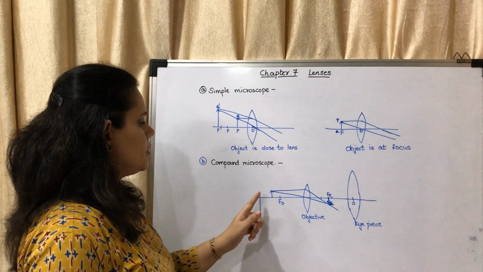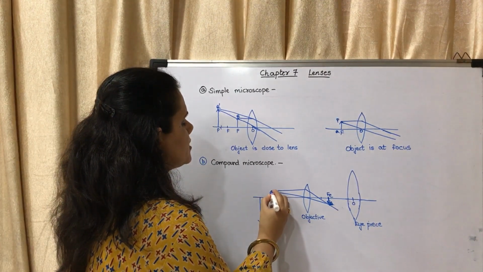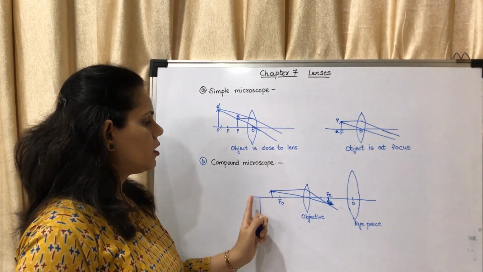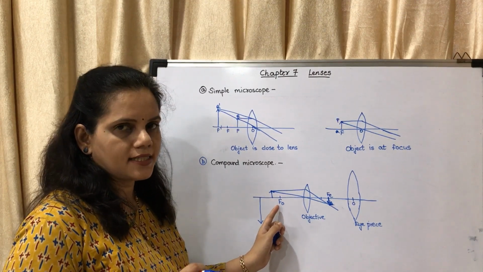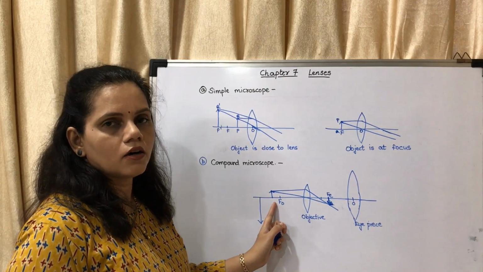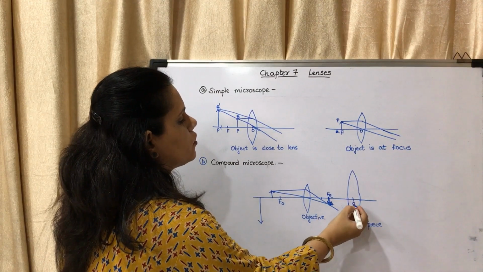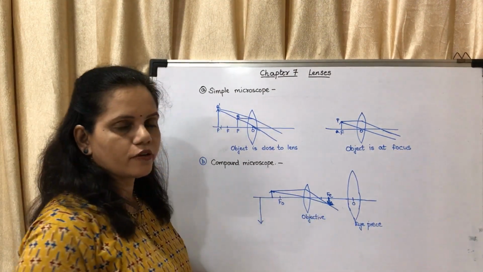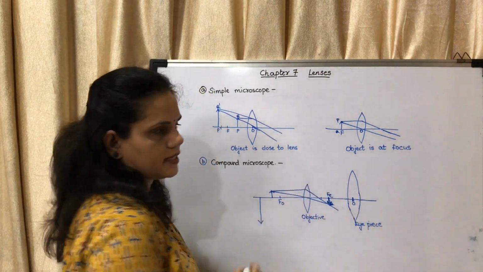Now here this is the object. You may see this is the object. Where is the object kept? The object is kept beyond the focus of the objective lens. It is adjusted. So it is kept beyond the focus of the objective, and this forms an image at the focus of the eyepiece. This forms an image at the focus of the eyepiece, and this is acting as an object for this lens.